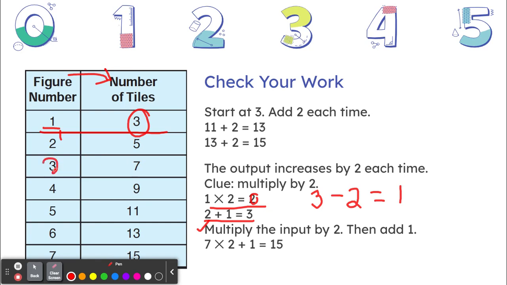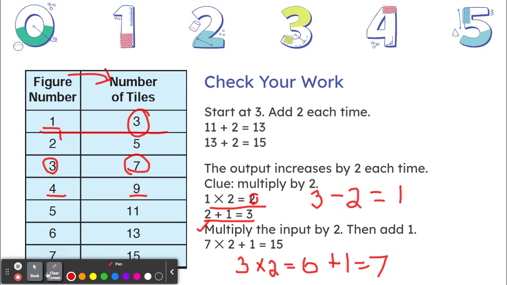So let's take this number 3 here, input number 3. If we do 3 times 2, we get 6. And if we add 1 to that, we get 7. And we know that our expected output for the input of 3 is 7. So it seems to work. Equally, if we try it with 4, 4 times 2 is 8, plus 1 equals 9.